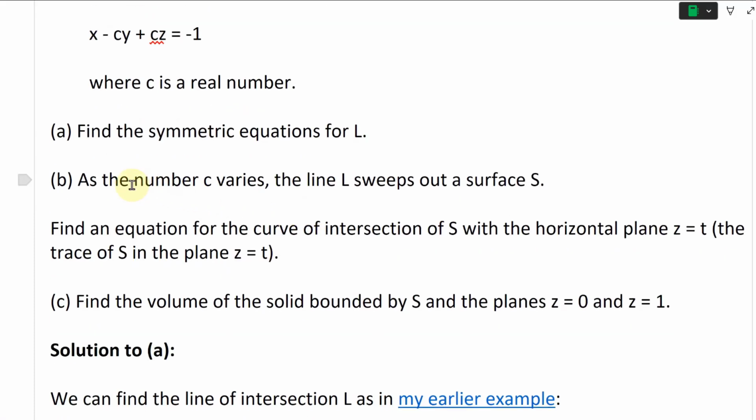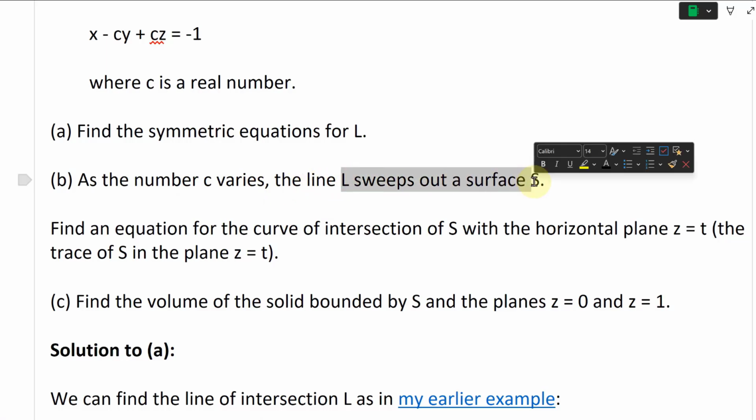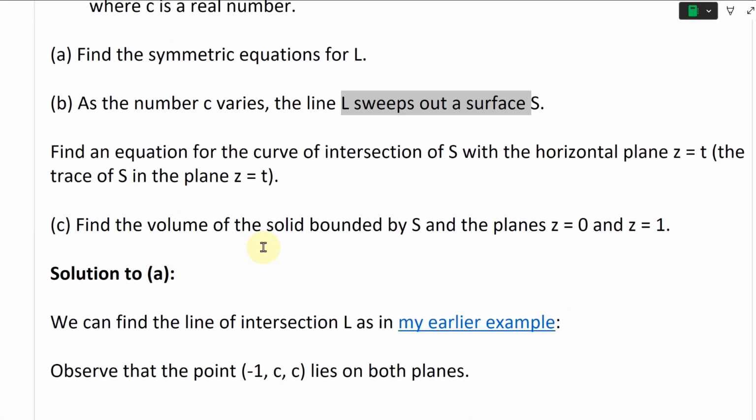Part B states, as the number C varies, the line L sweeps out a surface S. We're asked to find an equation for the curve of intersection of S with the horizontal plane z = t, the trace of S in the plane z = t. And then part C states, find the volume of the solid bounded by S and the planes z = 0 and z = 1.